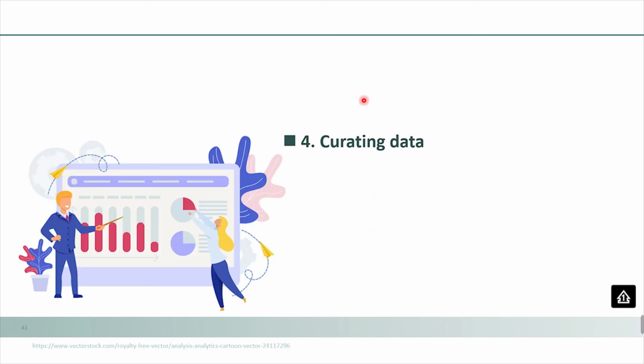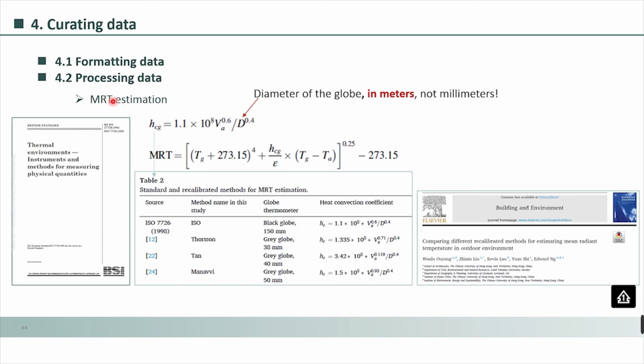And the last section in the guideline is curating data. About the data processing, I would like to provide two examples. One is about the TMRT estimation. When you calculate the TMRT, please remember that the unit of the diameter of the globe is in meters, not millimeters. I found some researchers made this mistake, but they didn't realize it at all because the correct and the wrong result look similar.